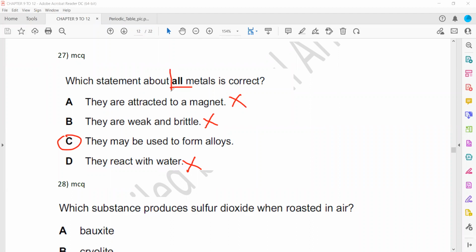Because in the question they're saying which statement about all the metals is correct, like group 1, group 2, transition.